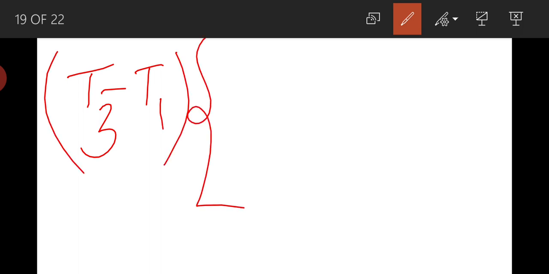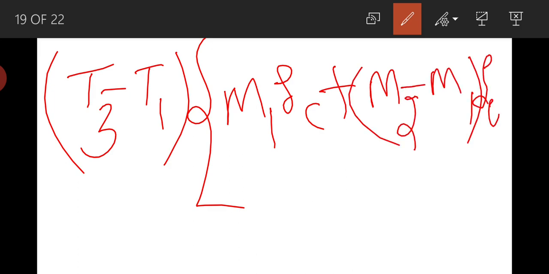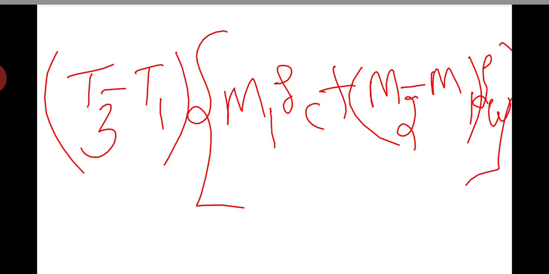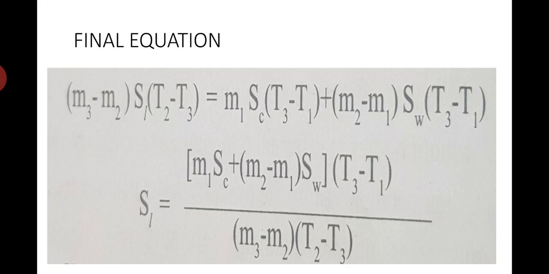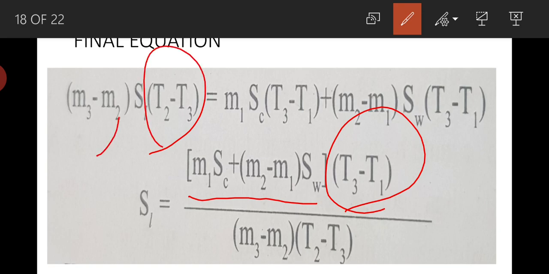If you take T3 minus T1 common, then the remaining expression is m1 SC plus (m2 minus m1) SW. Now send these two things to the other side in order to find SL.